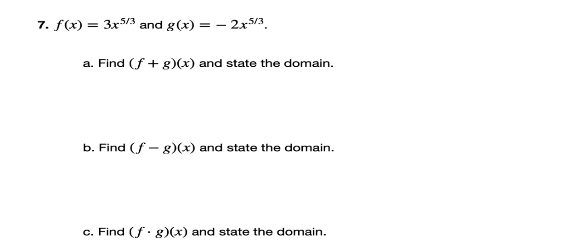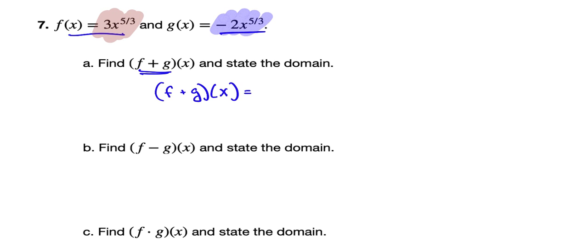So number 7, we're supposed to take these two functions and do something with them. Here it says to add them. So our work looks like this. Start with what you're trying to find, f plus g of x equals, and I'm going to highlight these and color code them for you. So here's my red function, and we'll call this one my blue function. And so I'm just going to add those two functions together, 3x to the 5/3, and it says add on the other function. The other function is negative 2x to the 5/3.